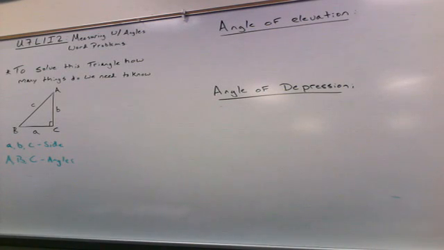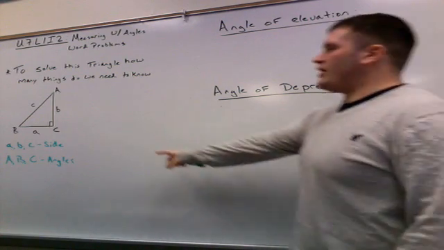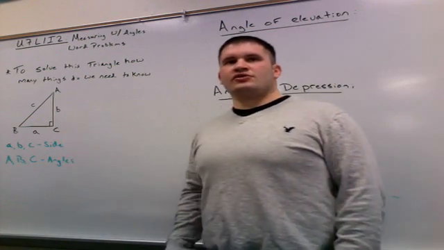All right, so what's the minimum number of things you need to know in order to find everything about that triangle? Anybody know? You want to take a guess? Who thinks they need to know one other thing besides this right angle to find everything about that triangle? Just one other?